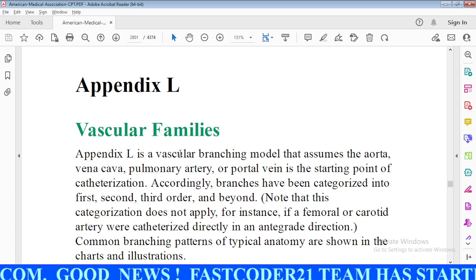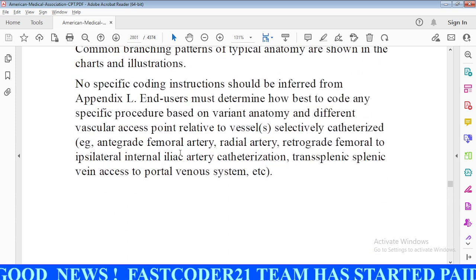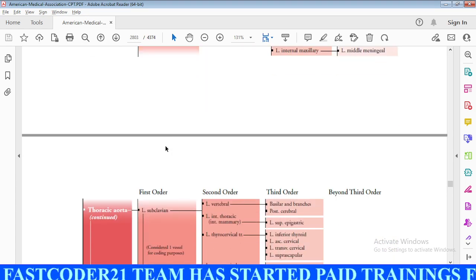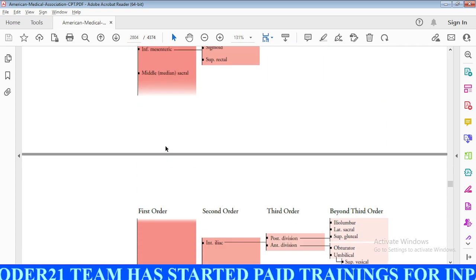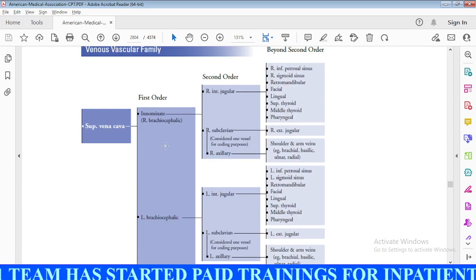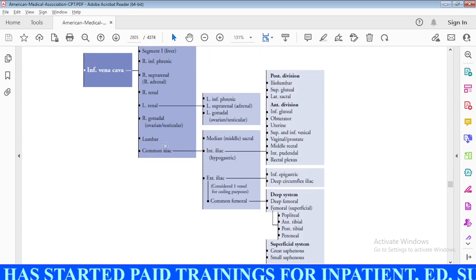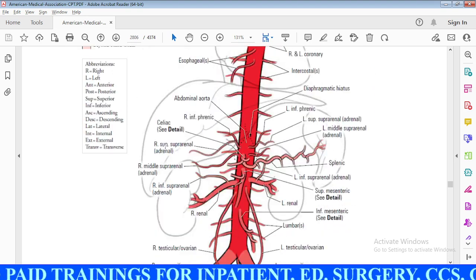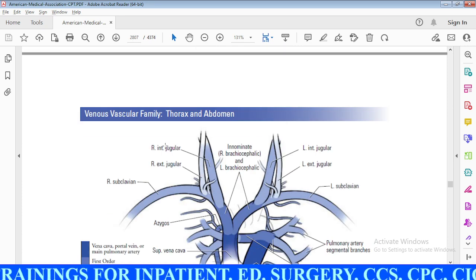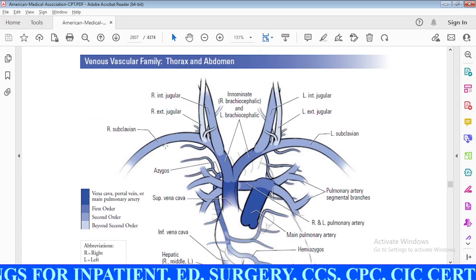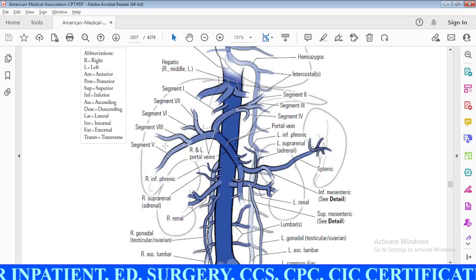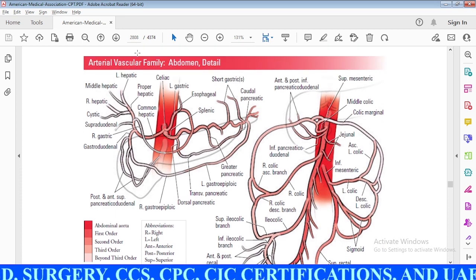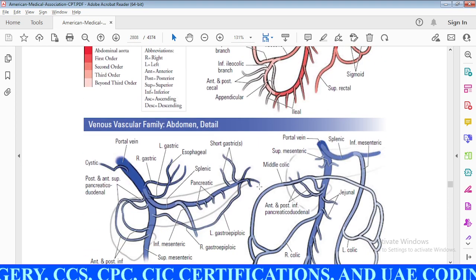In Appendix L we have the vascular family. If you see here, this is the arterial vascular family. If we go down, this is the venous vascular family related to veins, and the first one is arteries. Next one is the arterial vascular family, thorax and abdomen. In order to code IVR, you need to know all these things. As we know, in every region we have veins and arteries. Arterial vascular family, abdomen detail, venous vascular abdomen detail.